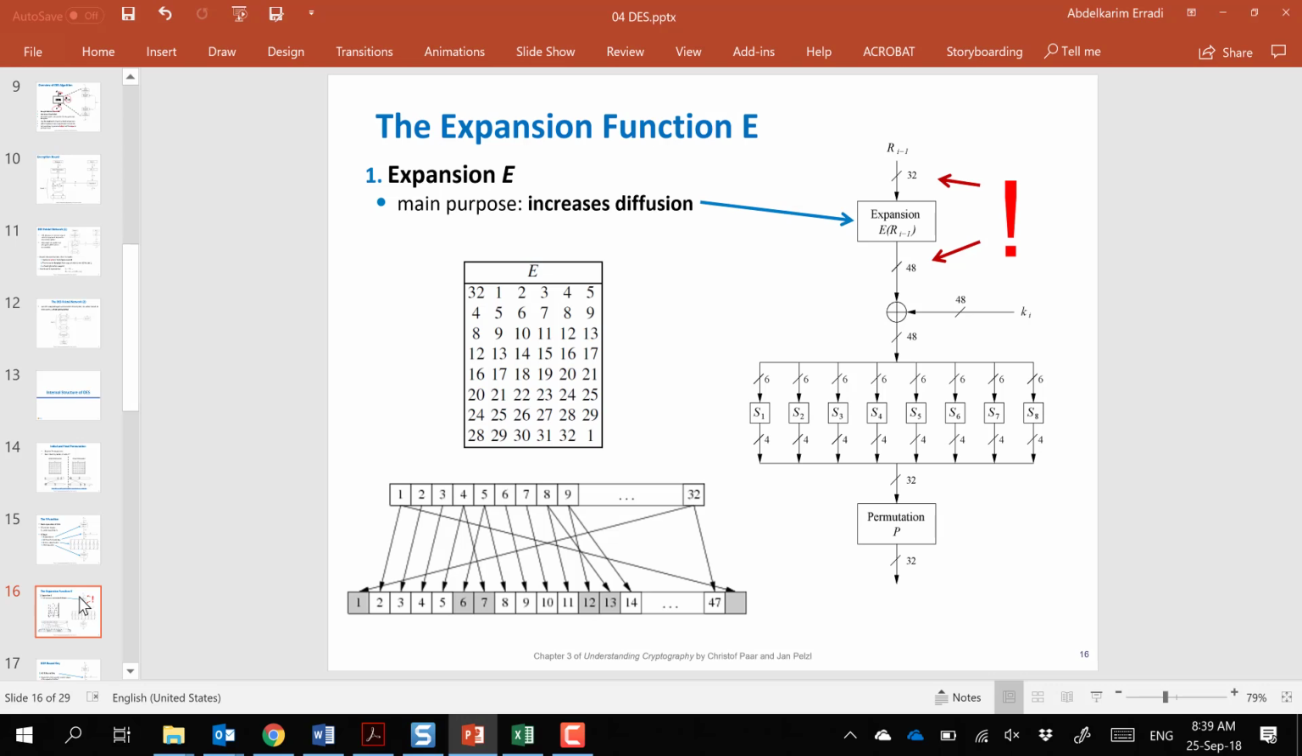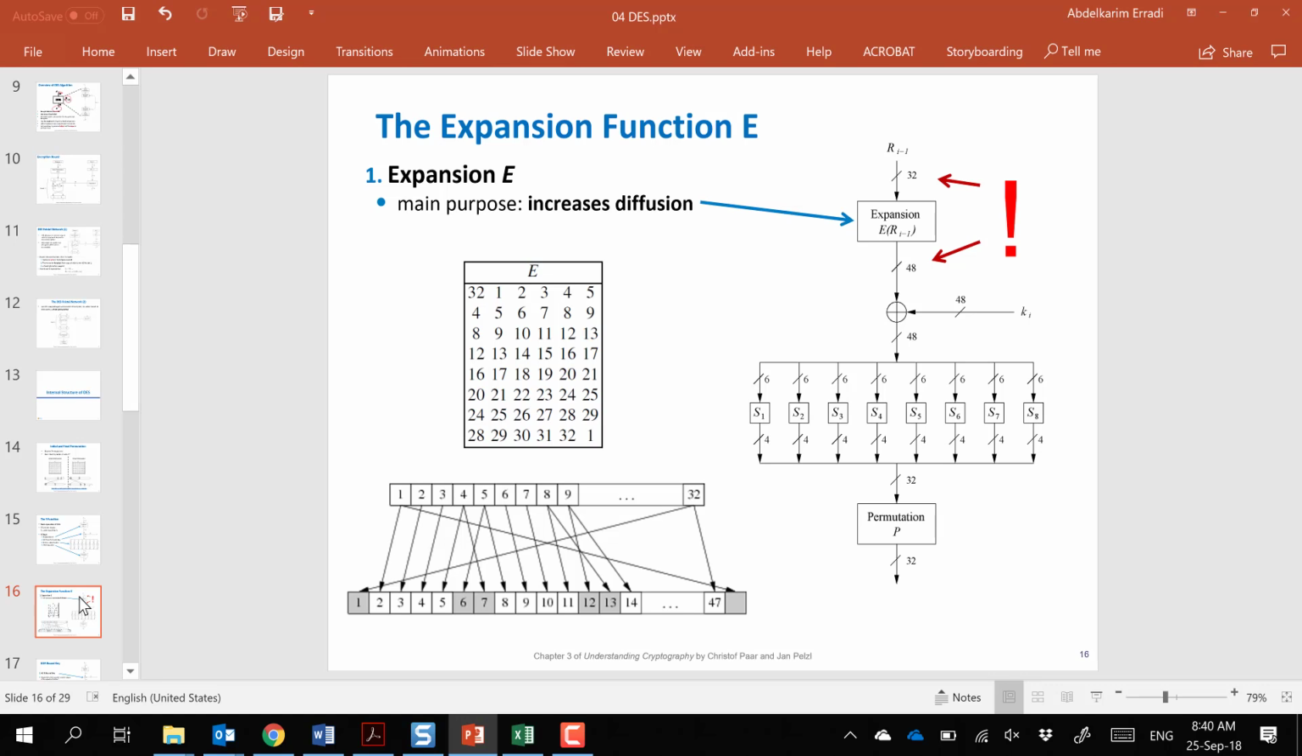But how many bits do we have here? 48. So what does that mean? Some bits will be repeated. How many bits will be repeated? We have 32 and we have to produce 48, so 16 need to be repeated. If you notice here, bit 1 is repeated twice. It's copied to the second position, and also copied to the last position. That's all. This is the magic.